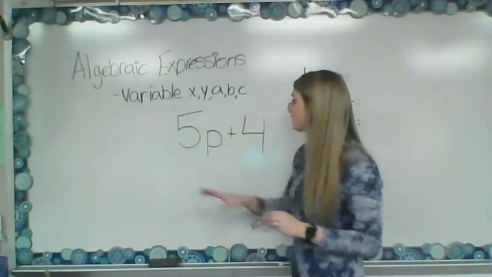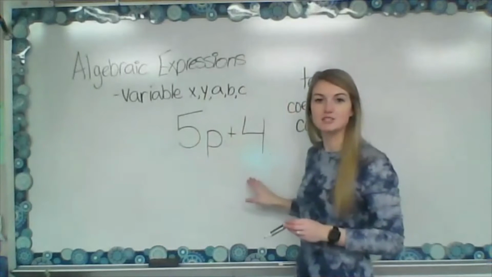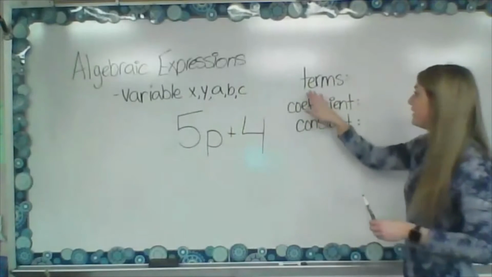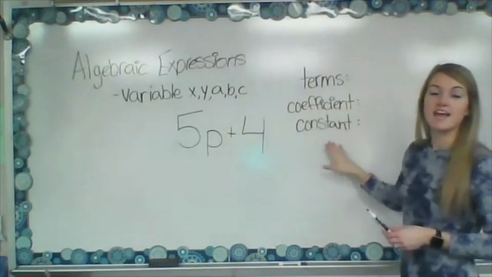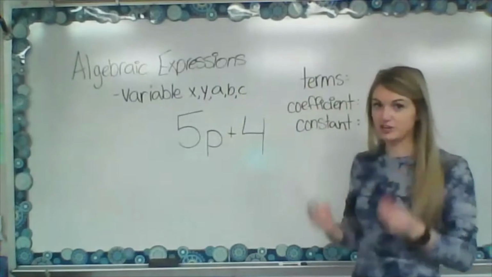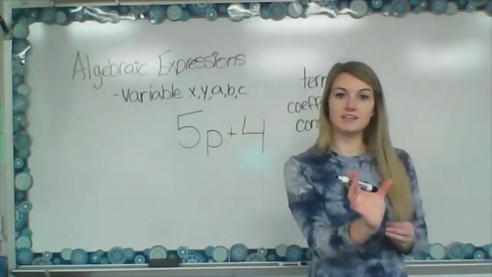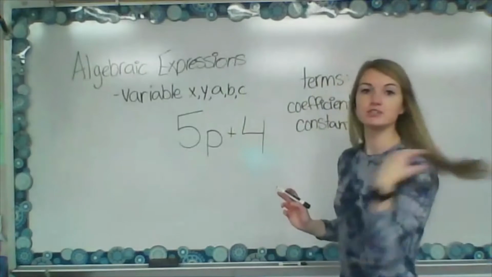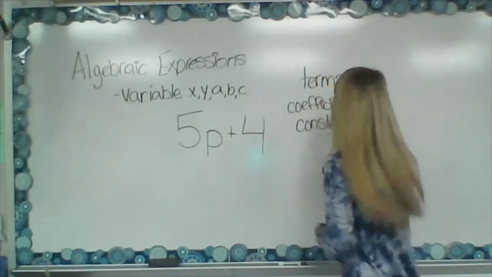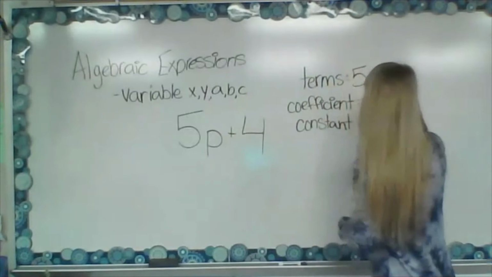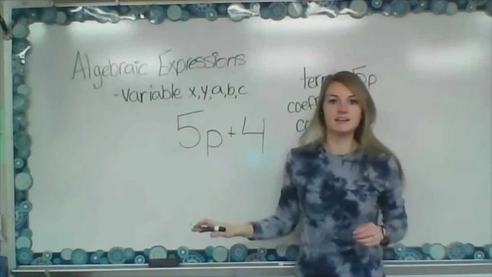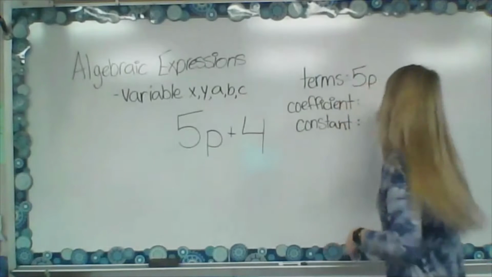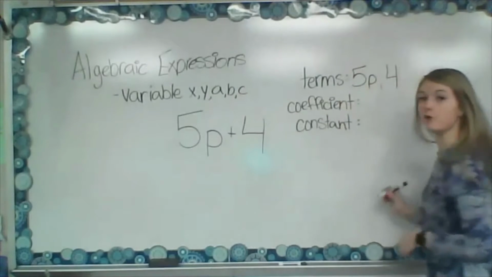So I have an expression here for you. It's 5p plus 4. And what your homework is going to ask you to do is to identify the terms, the coefficients, and the constants. Now the terms are just each piece of the expression, anything separated by an operation. So my first term would be 5p. So I would write just 5p, okay? Because that is on one side of my plus sign. And then I have to look and see what's on the other side of that plus sign, a 4. So then I'm just going to do a comma, and I would write 4.